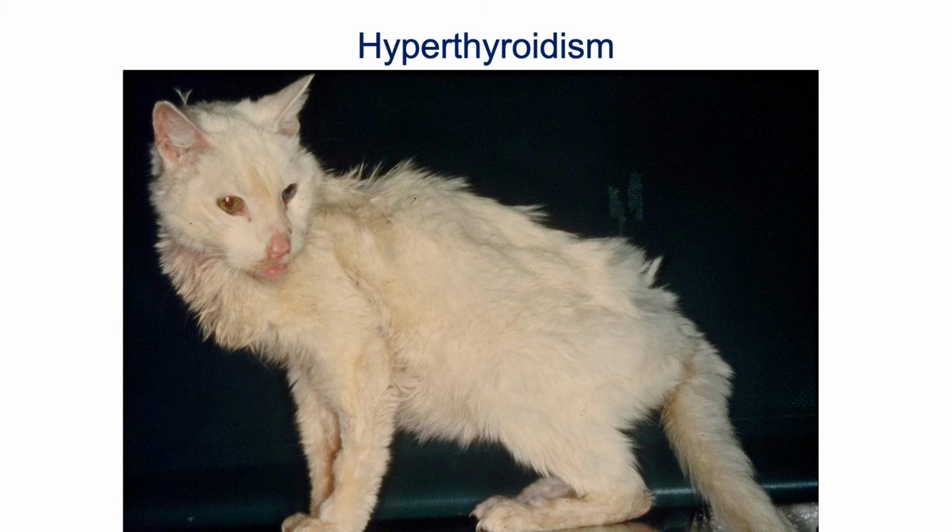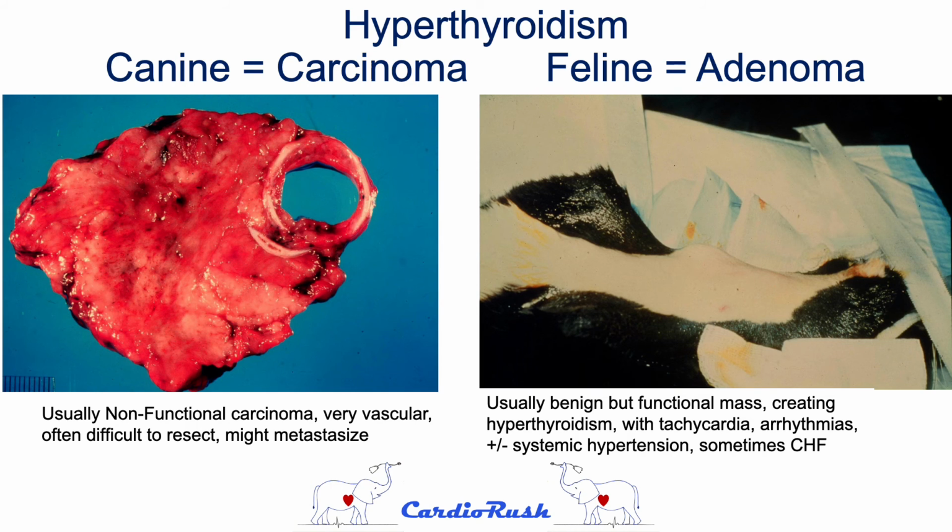Hyperthyroidism clearly has significant implications for the heart in any species that gets hyperthyroidism. The dogs can get hyperthyroid associated with a thyroid carcinoma, but the thyroid carcinomas in dogs are less likely to be functional. They're less likely to be associated with hyperthyroidism. They are often very vascular. They are more likely to invade the trachea, which makes them then difficult to resect, and they are also more likely to metastasize than what we see in cats.